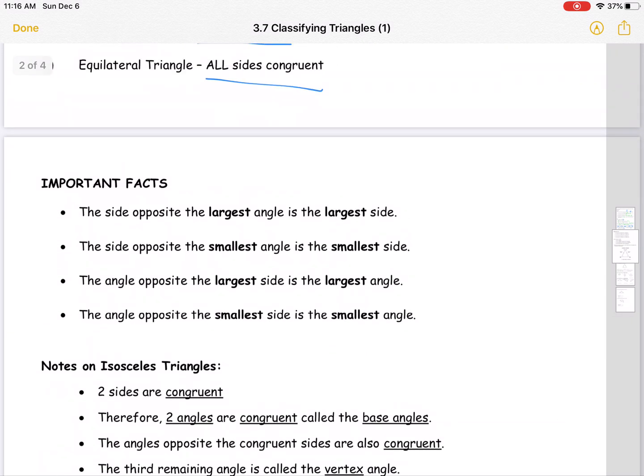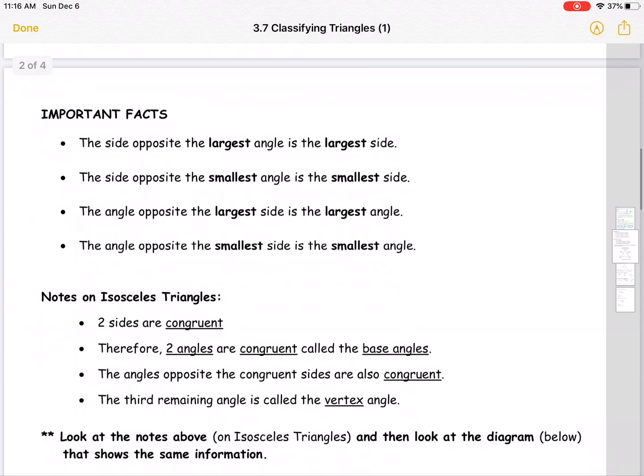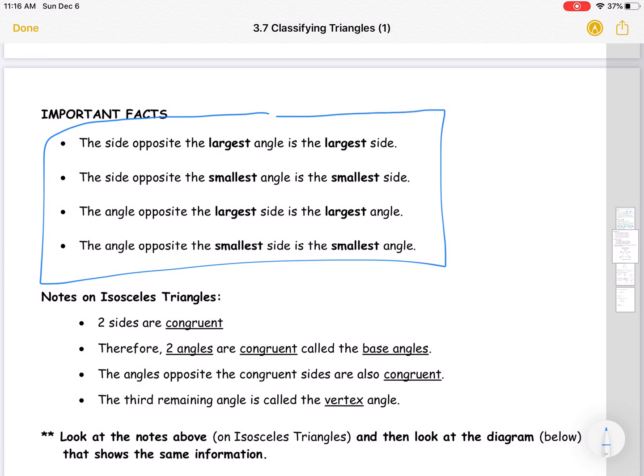Now, some important facts that we need to be able to recall. Now, these right here, we're going to touch upon these more in the next lesson. Okay, but for now, we're just going to talk about them, do a couple examples, and then you're going to practice this tomorrow on your own. So, the side opposite the largest angle is the largest side. The side opposite the smallest angle is the smallest side. The angle opposite the largest side is the largest angle. And the angle opposite the smallest side is the smallest angle.